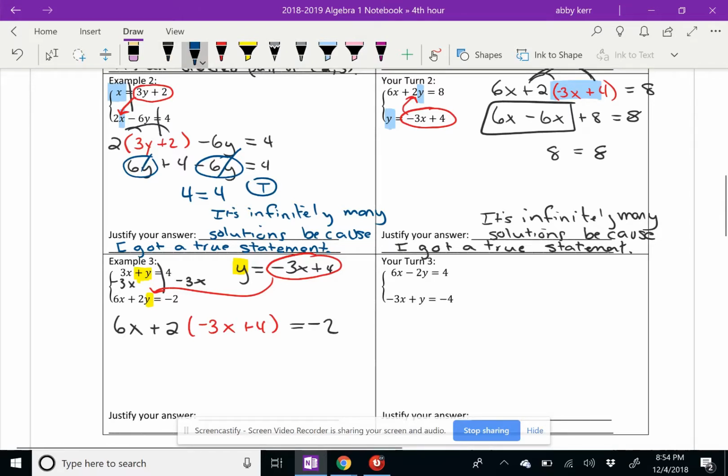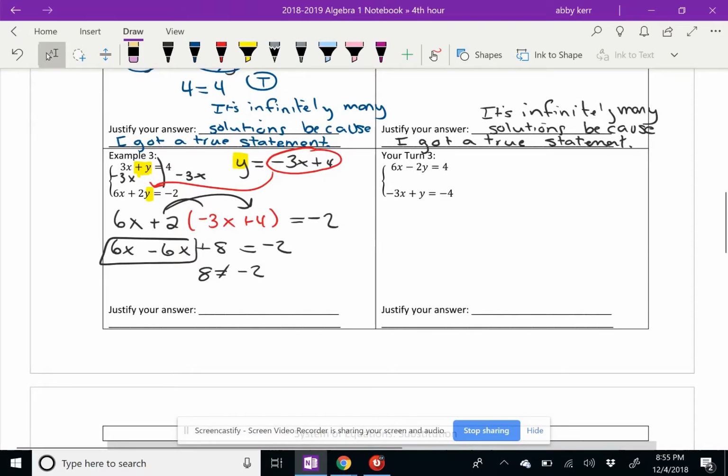And now, just like example 2 in your turn 2, we're going to distribute. That 6x, nothing happens to. Then we have negative 6x plus 8, because I distributed, equals negative 2. That goes away. We're left with 8 equals negative 2, which can't happen. That's a false statement. So a false statement means actually no solution. So there is no solution, because I got a false statement.